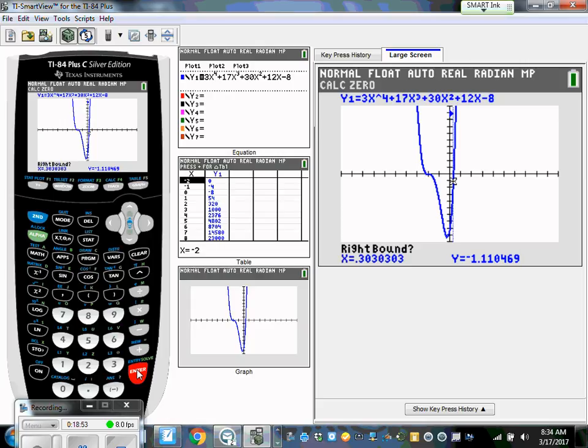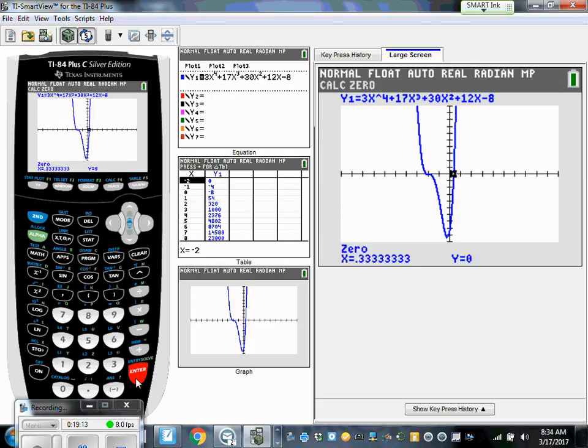Hit enter. Does it say right bound? Okay, that's right where I'm at. Right bound. Move your cursor. Hit the right arrow. Move your cursor so it's now above the x-axis. Hit enter. Do you want to guess? I bet it's at 1/3. That's my guess.